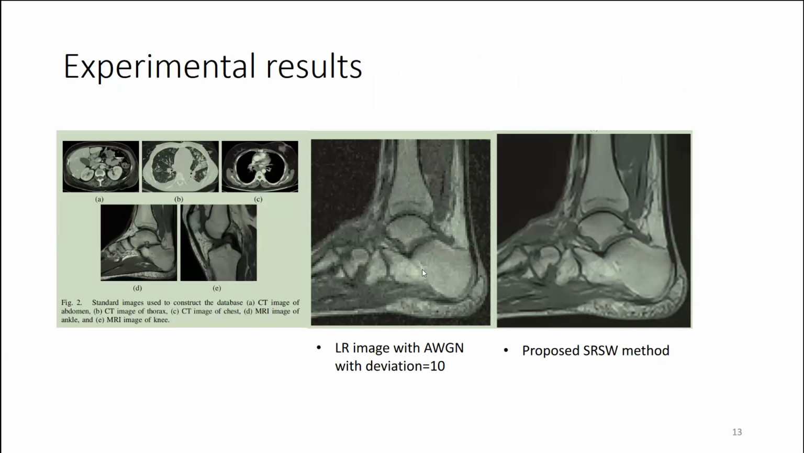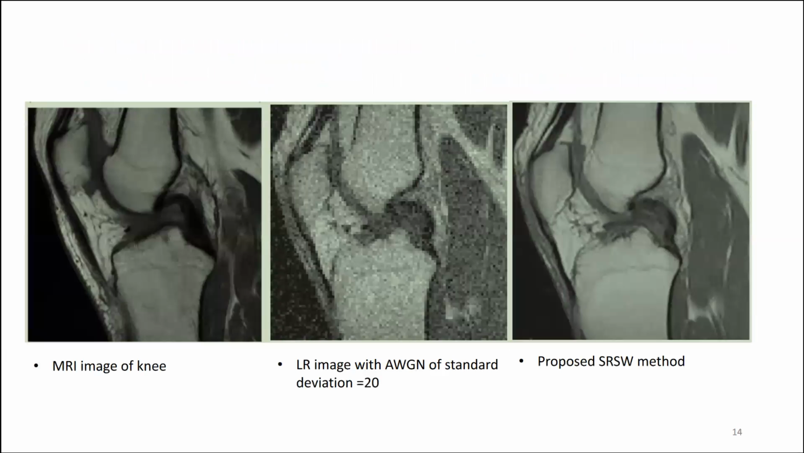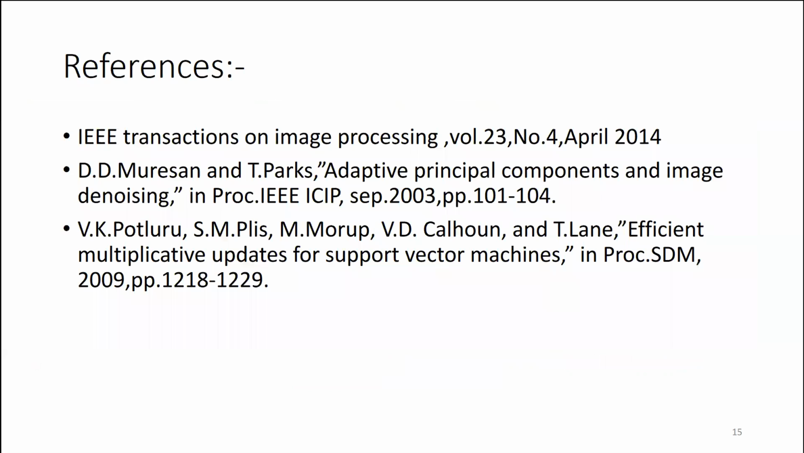Here are some results. Low resolution image with noise, high resolution image, standard super resolution and denoising method. Similarly here also, low resolution image, super resolution and denoising method. These are the references we take.